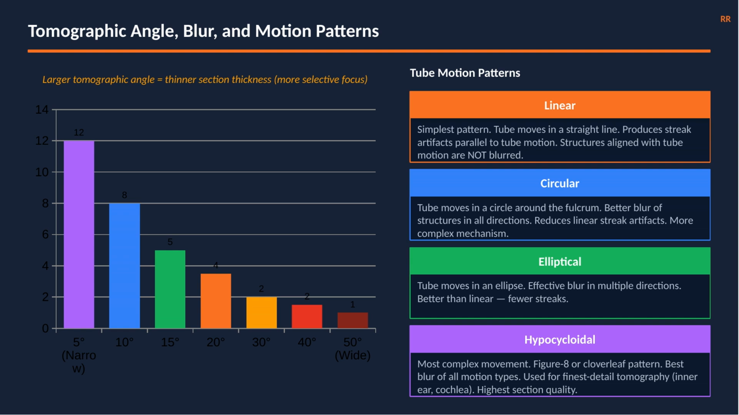Circular, tube moves in a circle around the fulcrum. Better blur in all directions. Reduces linear streak artifacts. Elliptical, tube moves in an ellipse. Effective blur in multiple directions. Fewer streaks than linear. Hypocycloidal, the most complex movement, a figure-8 or cloverleaf pattern. Best blur of all motion types. Used for the finest section quality in demanding applications like temporal bone and inner ear tomography.